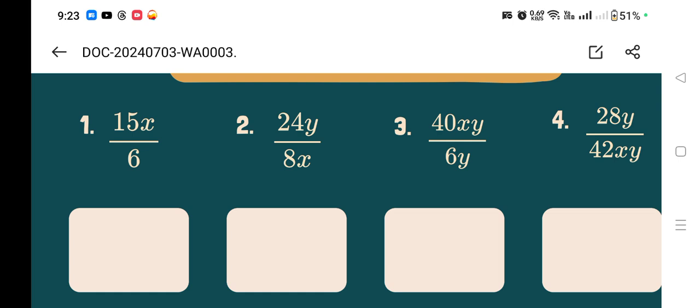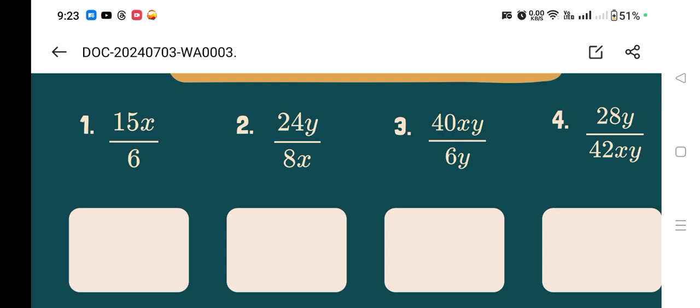Now in number 3, you can see that 6 and 40 both cancel out with 2. So 2 3s are 6, 2 20s are 40. Now 20 and 3 cannot cancel out each other, so we will keep it the same way. So that will be 20x by 6, 20x by 3, right? And since y and y are like terms and they are in division, they both get cancelled out. So the answer will be 20x by 3.